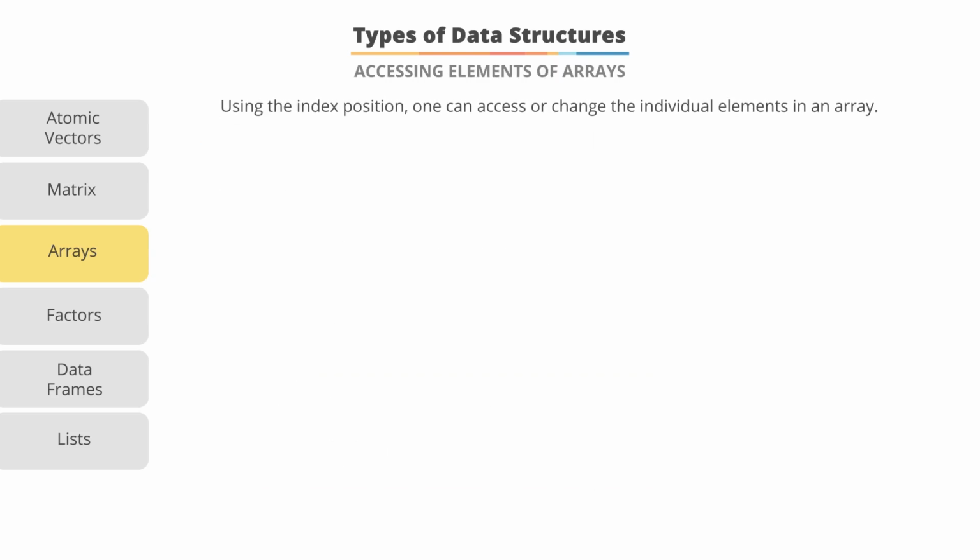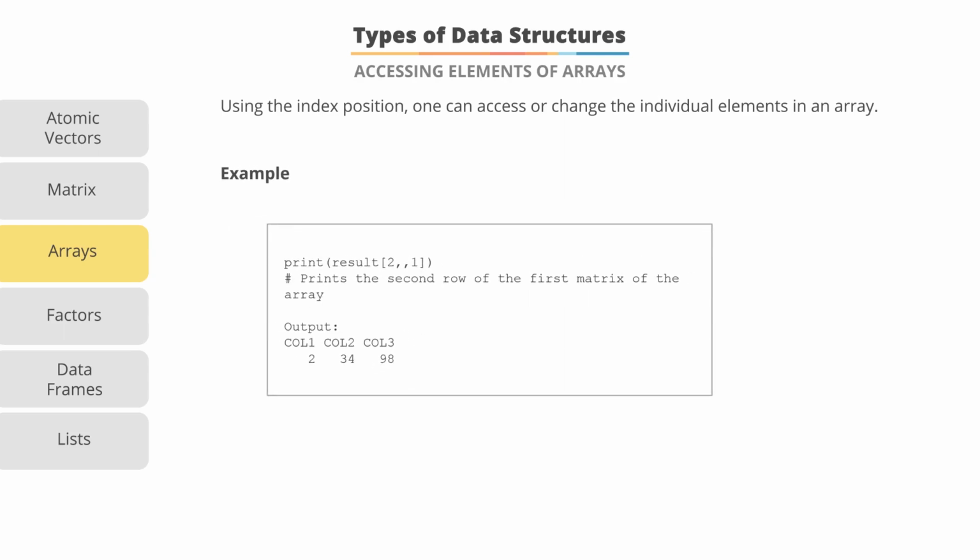So using the index position, one can access or change individual elements in an array. Again, we're using the brackets. And so if we wanted to print the second row of the first matrix of an array, we would use [2,,1]. And with arrays, you have to use 2 commas as opposed to, say, a matrix where you're using a single comma to denote the row and column.